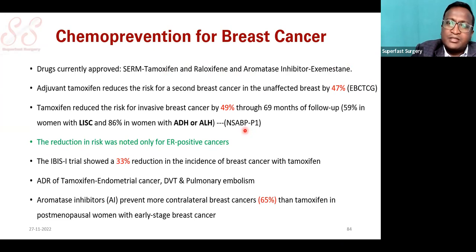The reason why I have given this evidence is that in the recent edition of Sabiston, they have highlighted these trials: NSABP P1, EBCTCG, and the STAR trial, that is NSABP P2. So we should know the context in which these trials were done. Now, the main concern with tamoxifen is an increased risk of DVT, endometrial cancer, and pulmonary embolism. But all of these drugs decrease the chance of subsequent cancer by 30 to 50%.